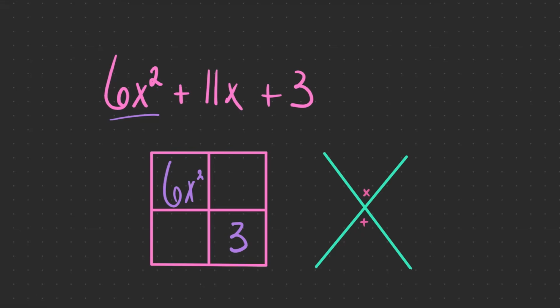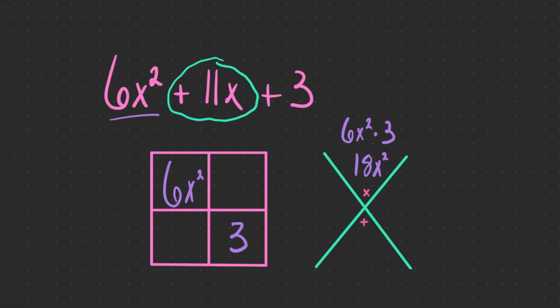Okay, so then I want to multiply my first term times my last term. I'm just going to come off to the side here and write 6x squared times 3. I like to write the x squared with it as well, because it reminds you which ones you need to multiply and which ones you need to add. So 6x squared times 3 gives me 18x squared.